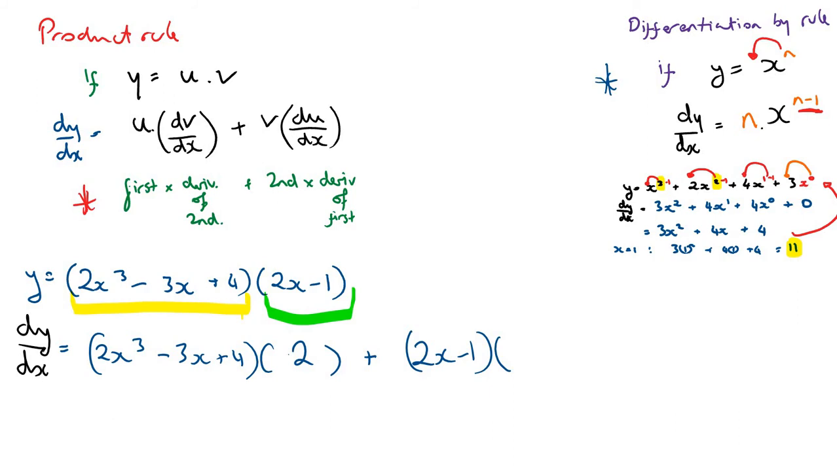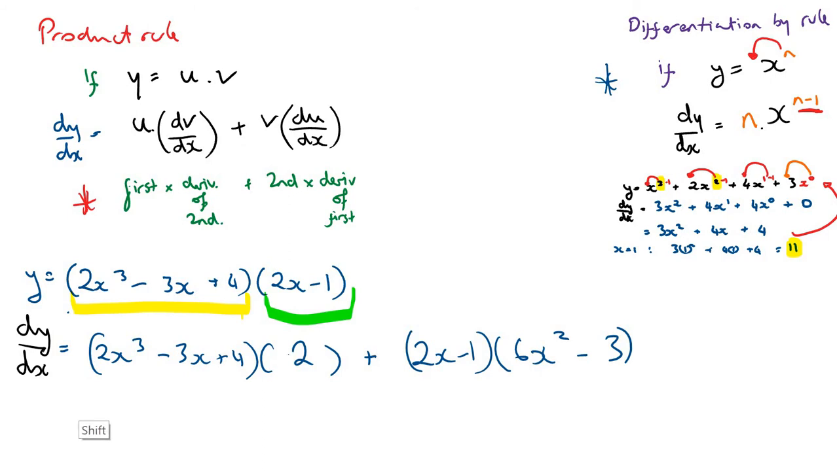times the derivative of the first. Well, the derivative of the first function, which is this yellow function here, is just going to be, bring the 3 to the front, that's 6x squared minus, that's 3x to the power of 1, so that's minus 3. Okay, so the overall derivative of that function is just the sum of those two terms.